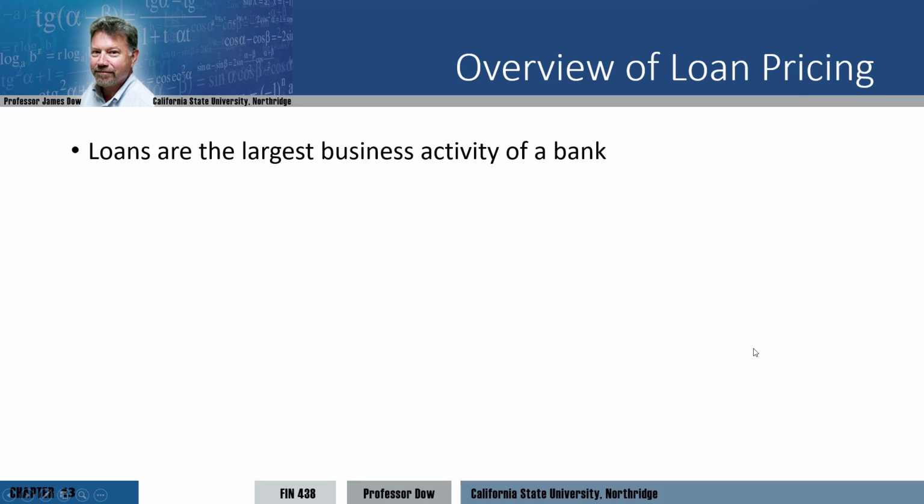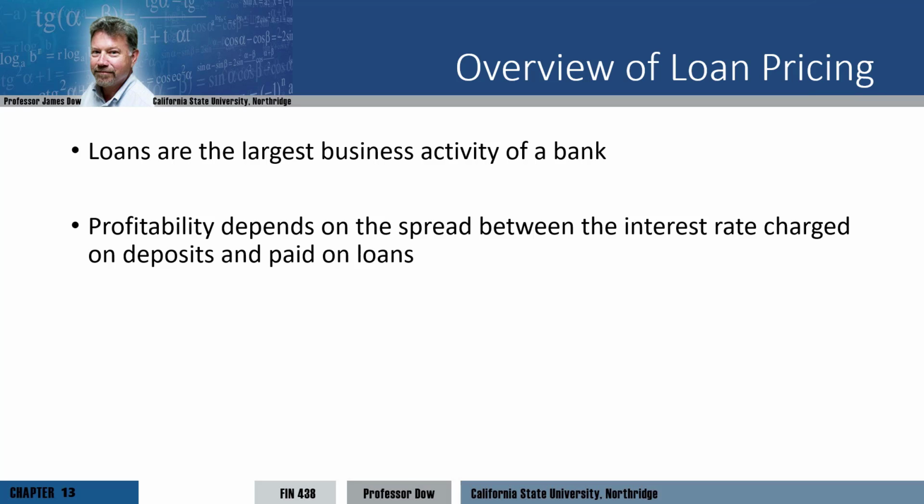The primary business of a bank is making loans, and so how a bank prices its loans is an important question. The interest rate spread is the difference between the rate on the loan and the cost of raising funds. For example, if a bank earns 8% on its loans and pays 6% on its deposits, this would be an interest rate spread of 2 percentage points.